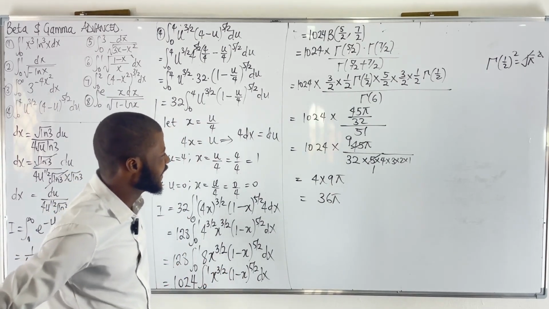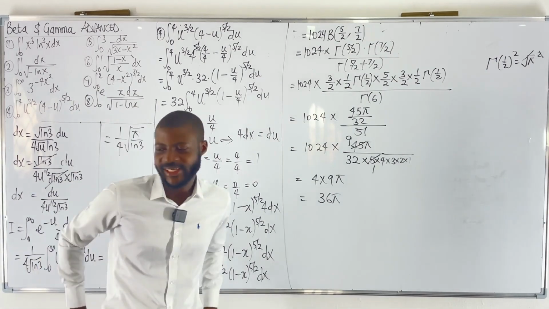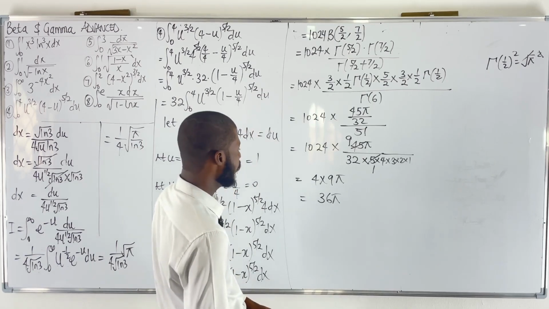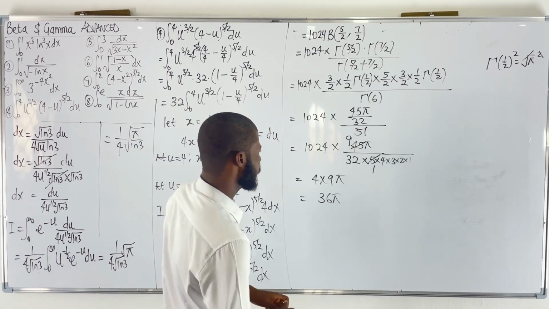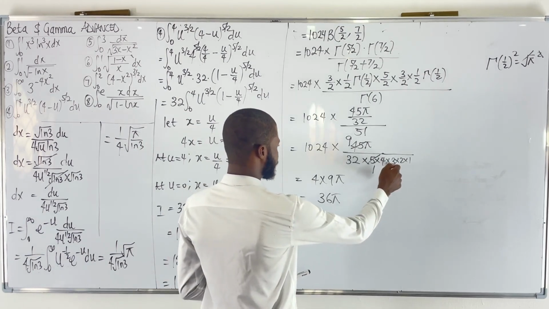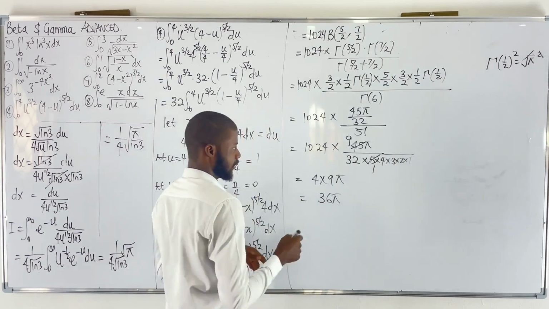I think I need to cross-check this. Well, it's kind of looking correct. 36 pi. Let me cross-check. Something is not right. Hold on. Oh, something is not right. This 3, I've not yet used this 3. Yeah, I forgot to use this very 3.